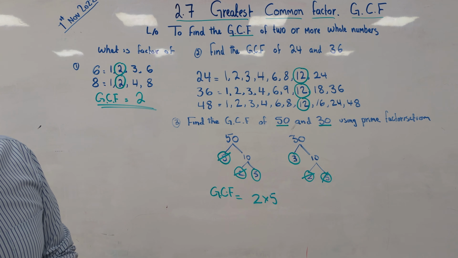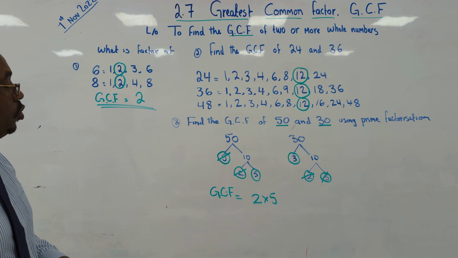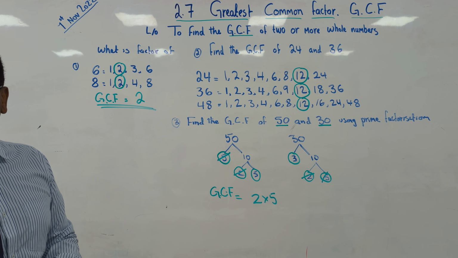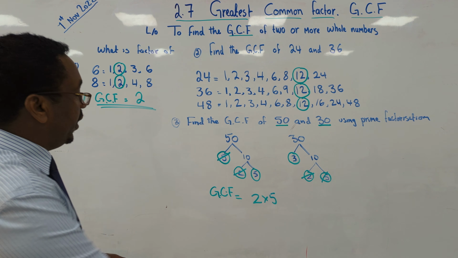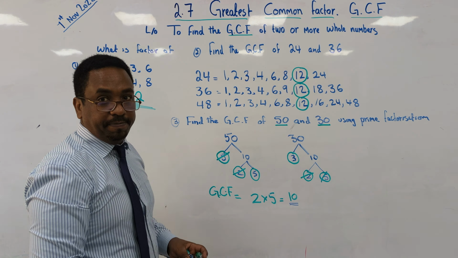Both of them share 5 and 2. They don't share anything else. So all we have to do is multiply these two numbers: 10. And the answer will become 10, so the greatest common factor is 10. Do you see that? So which one is easier, if we list them or if we do it this way? We do it this way.